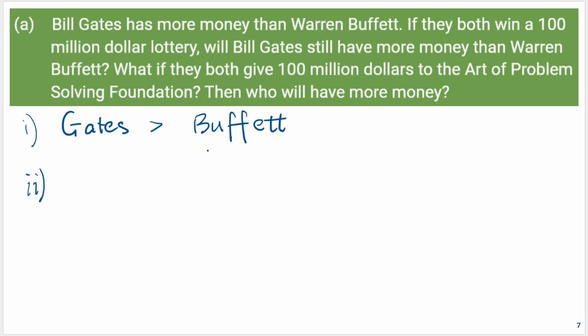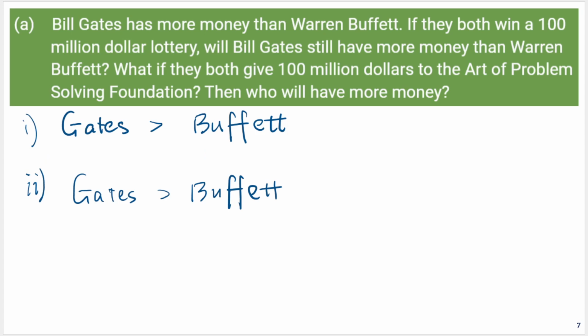And for the second question, similarly, if they both donate to the foundation, then both of them have their wealth changed by the same amount, right? So the difference between the amount of money Gates has and the amount of money Buffett has will stay the same, which means we have the same result. Gates will still have more money than Buffett, right? A very intuitive conclusion here. Did you get it?